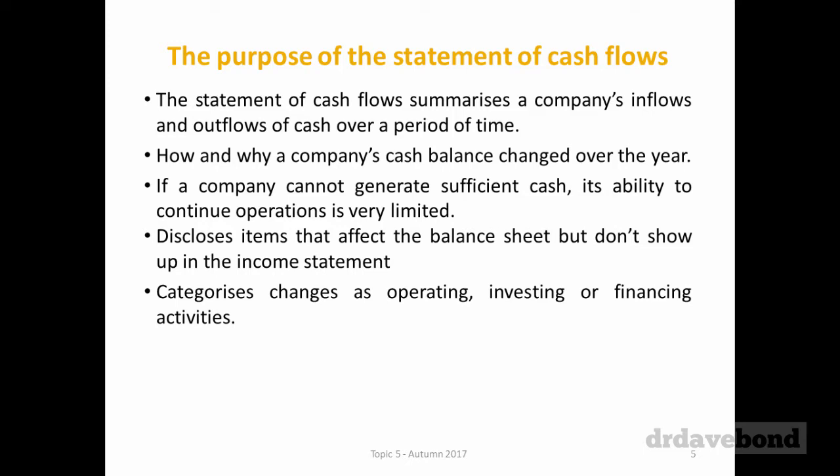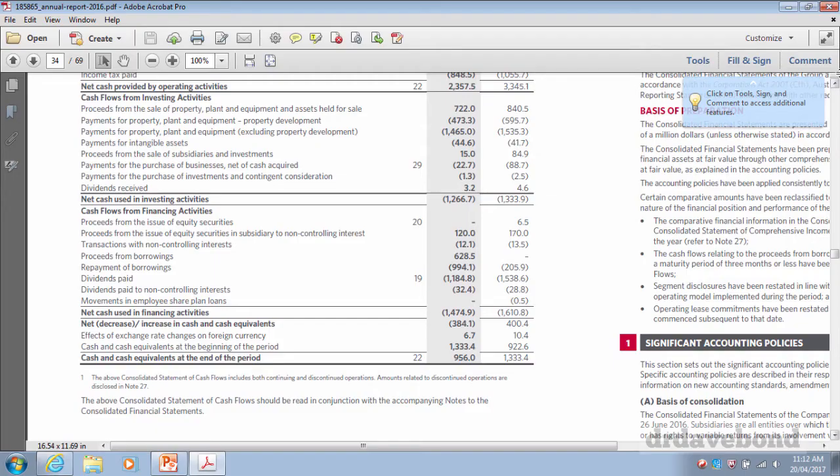So what a cash flow statement does is it actually goes, let's look at all these movements and disaggregate them, so we get a better sense of what's going on. And as you see at the bottom, it categorizes these changes as operating, investing, or financing activities.